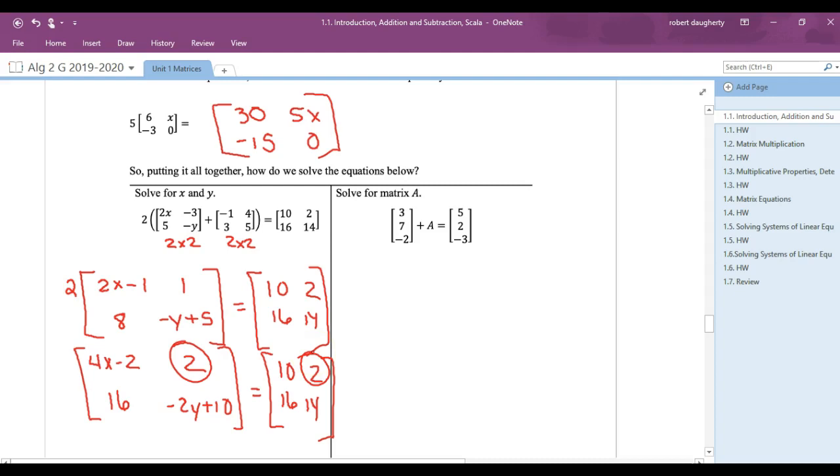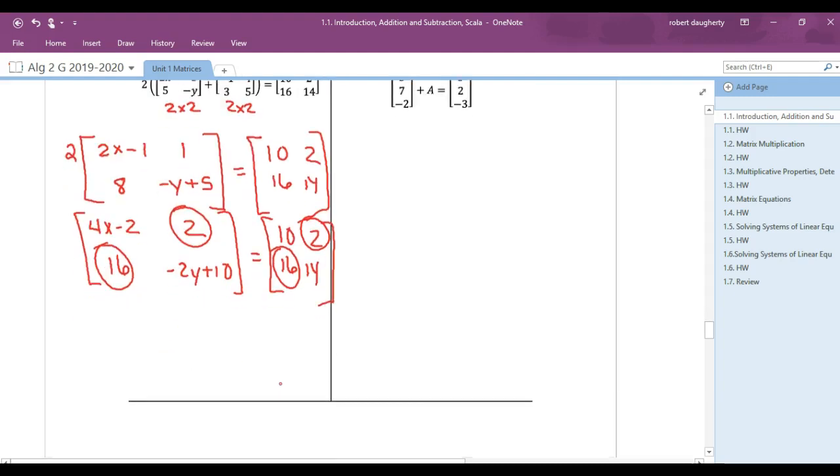What's the other easy one? 16 is equal to 16. Okay, we know that's true. What else has to happen for this to be true? Yeah. 2x minus 1 has to equal what? 2x minus 1 has to equal 10, right?